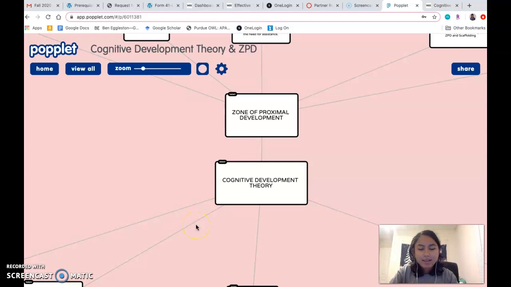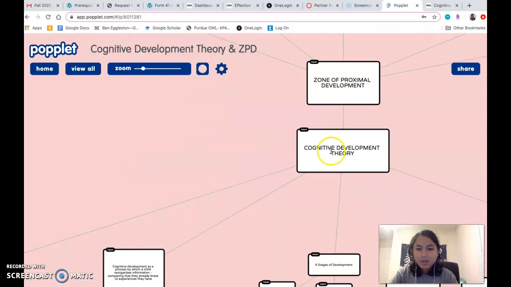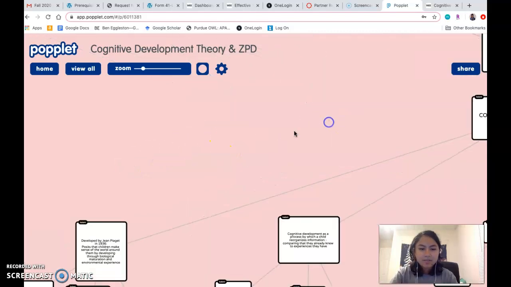Hi, my name is Kaylani, and today I will be going over my Popplet on the cognitive development theory and zone of proximal development. So first we'll start with the cognitive development theory.